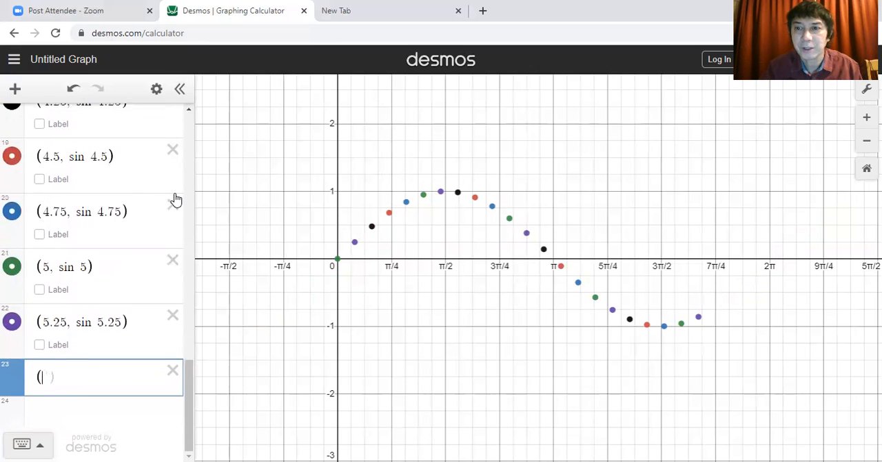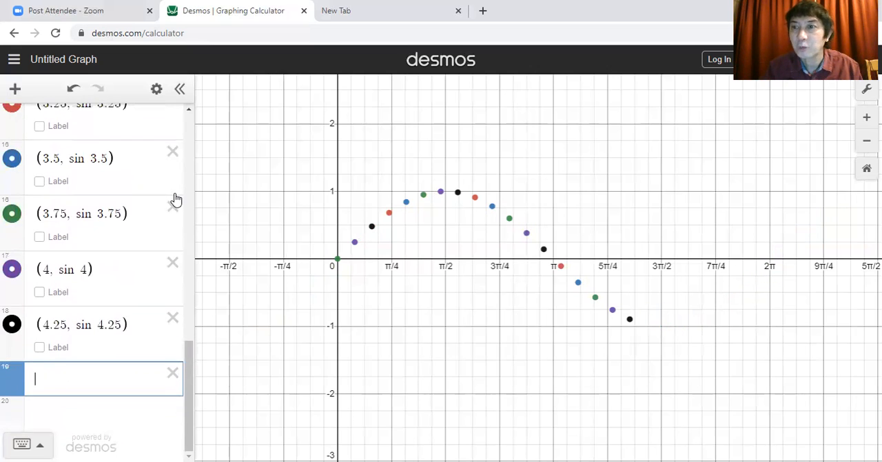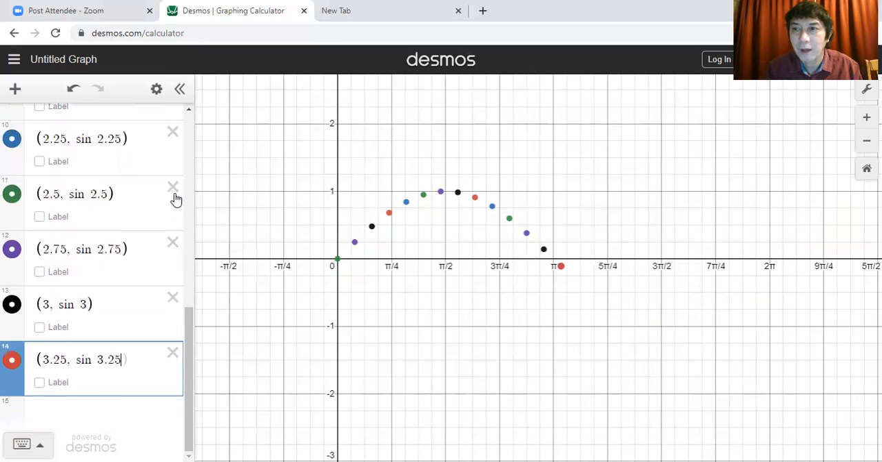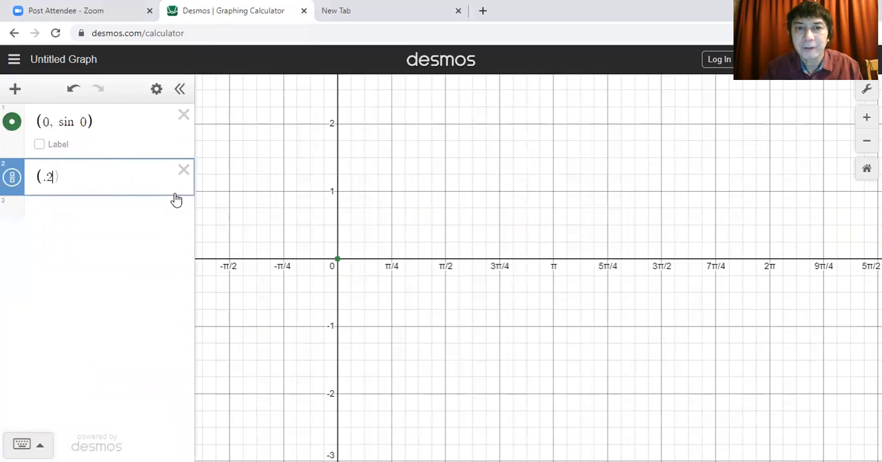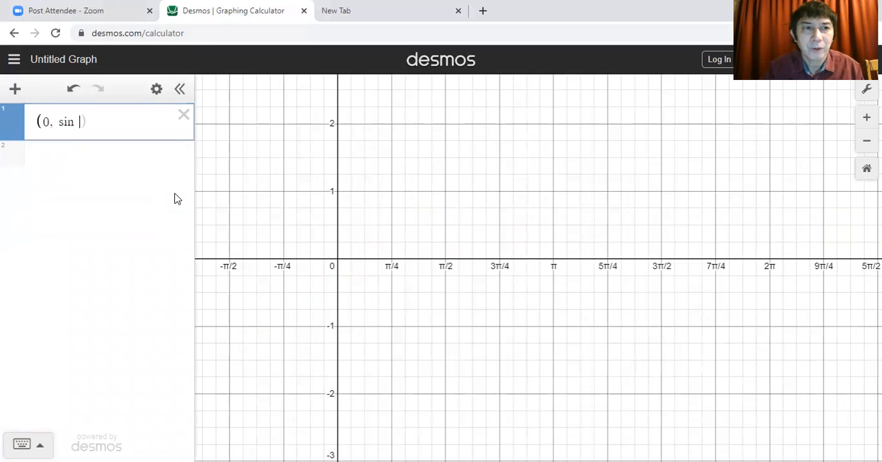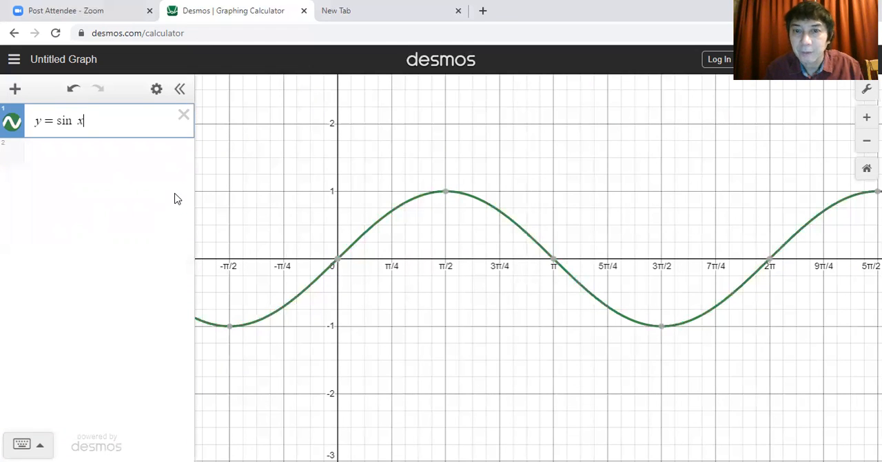Let me erase it. And then let us start with the discussion of amplitude and the other things about the function. All right. Now, we can start with the function, okay? y is equal to sine x, okay?